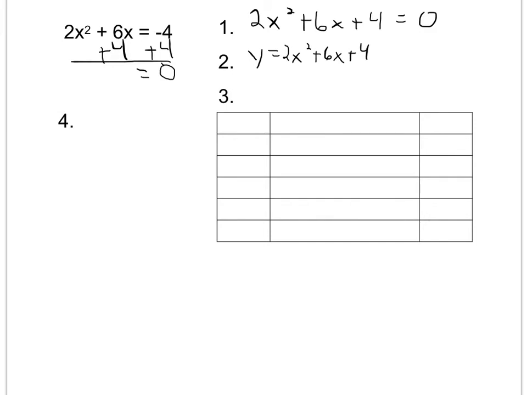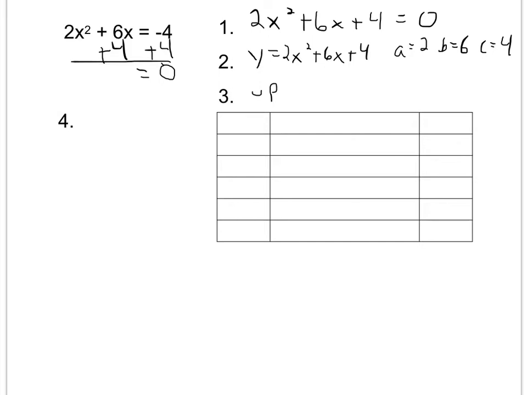Then I want to label a, b, and c. That makes it easier for my vertex work. So a is positive 2, b is positive 6, and c is positive 4. Now again, step 3 is I need to decide if this graph is going to open up or down, because that's just a good self-check for when we have our graph at the end to make sure we did it correctly. Well, my a value is positive, so that means my graph is going to open upward. We know that step 4 should be to find the vertex of the graph.